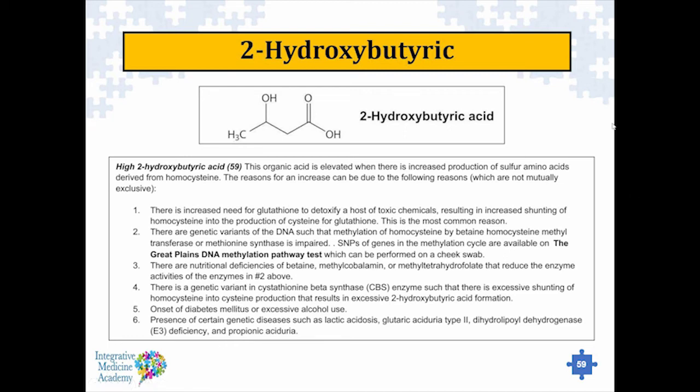Perhaps we've got an issue within the methylation cycle. Maybe there's a deficiency of methylcobalamin or folate. There could always be genetic variants occurring in different steps within the methylation and transsulfuration pathway as well. Somebody who's diabetic may show elevations of 2-hydroxybutyric. Somebody who drinks excessively may as well. So again, these are questions you may need to ask, looking at your clinical history and the clinical intake for a patient based on this particular marker.